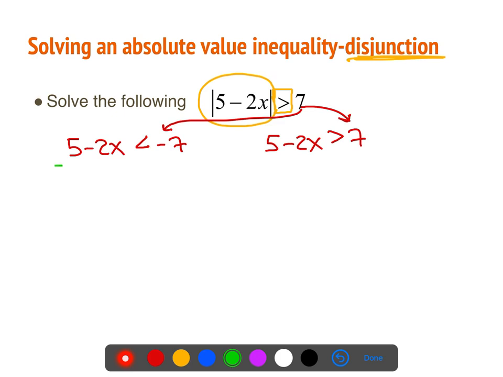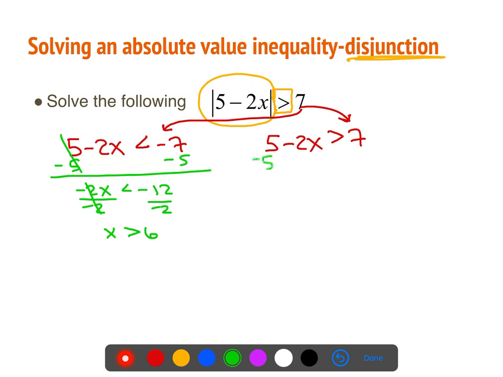Just kind of cool. So we're going to start solving him. Minus 5. So we get negative 2x less than negative 12. Dividing by negative 2. Oh, look at that. I'm dividing by a negative. Over here, divide by negative 2. Yep, dividing by negative 2 again. So I've got to flip that sign.